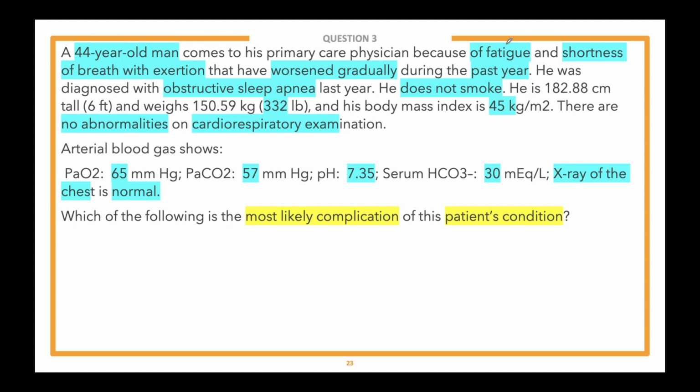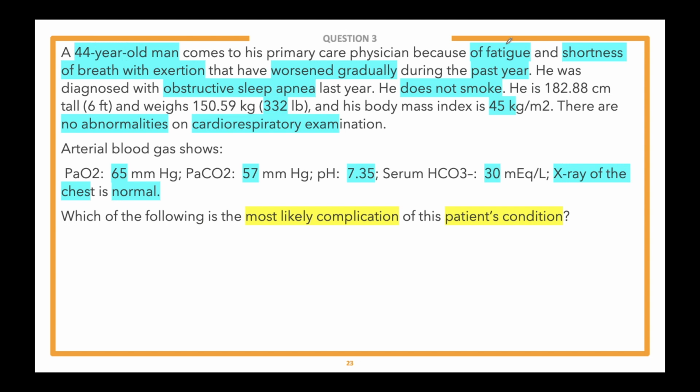We're given some important physical exam and vital signs, and then they give us an ABG, or arterial blood gas. So you definitely want to interpret that. It's important to go through each of those values and piece it together to help come up with an answer as to what's going on with this patient.